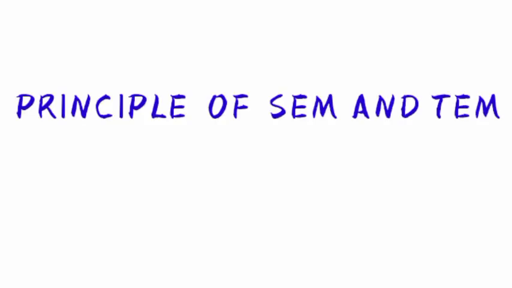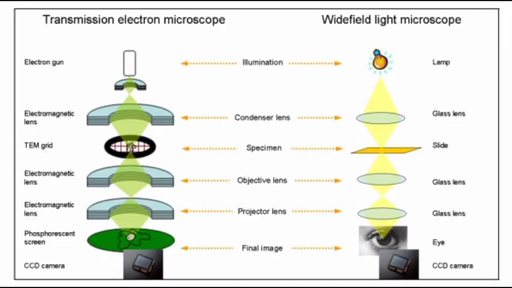Principle of SEM and TEM. The overall design of an electron microscope is similar to that of a light microscope. In the electron microscope, the light is substituted with electrons and the glass lenses are substituted with electromagnetic or electrostatic lenses.